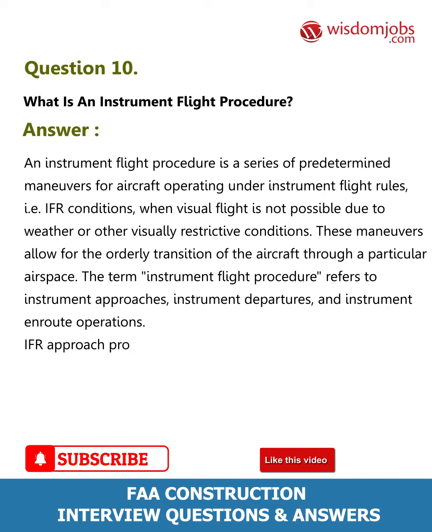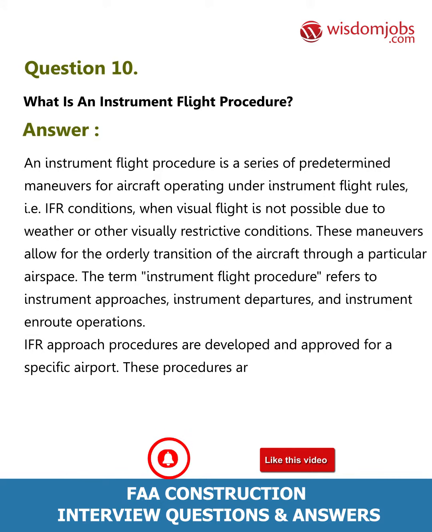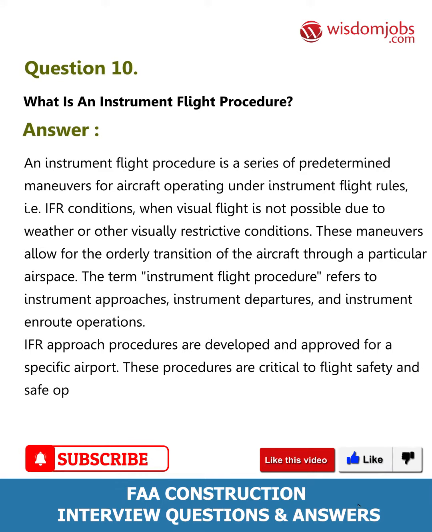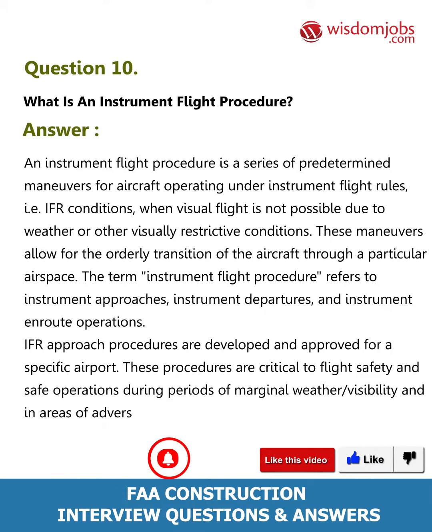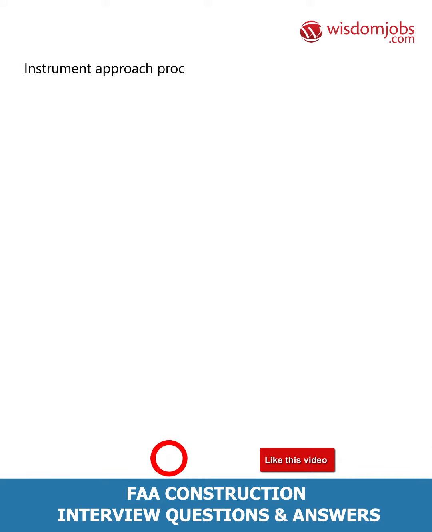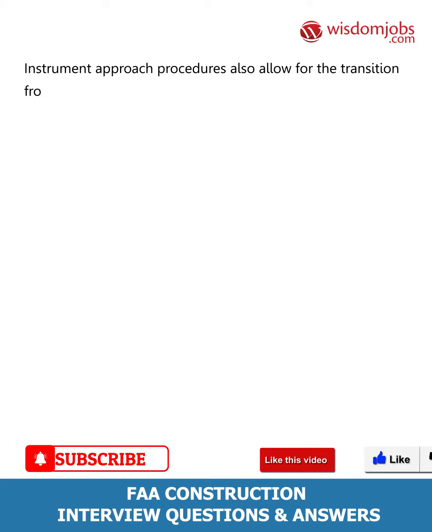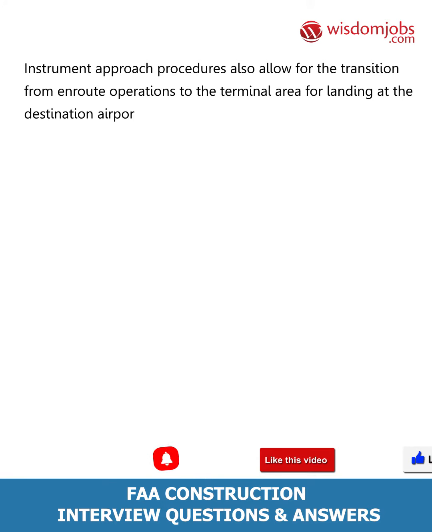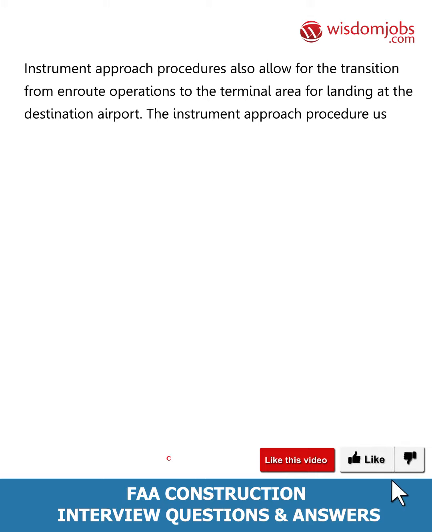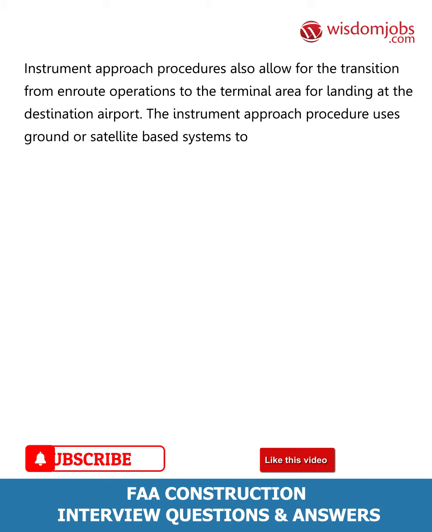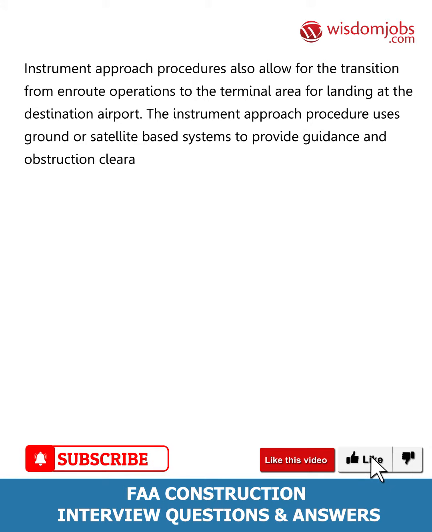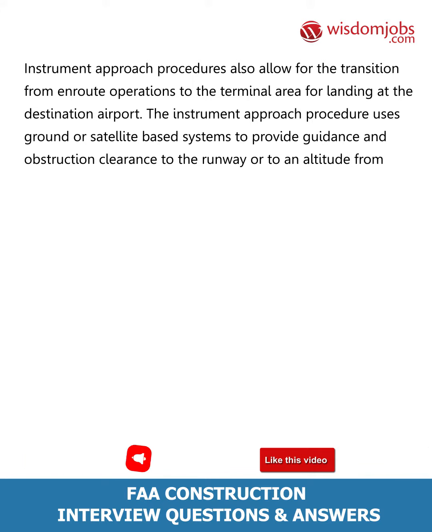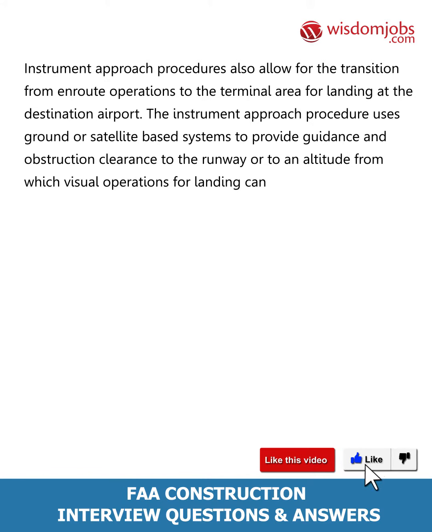IFR approach procedures are developed and approved for a specific airport. These procedures are critical to flight safety and safe operations during periods of marginal weather/visibility and in areas of adverse terrain. Instrument approach procedures also allow for the transition from en route operations to the terminal area for landing at the destination airport. The instrument approach procedure uses ground or satellite-based systems to provide guidance and obstruction clearance to the runway or to an altitude from which visual operations for landing can begin.